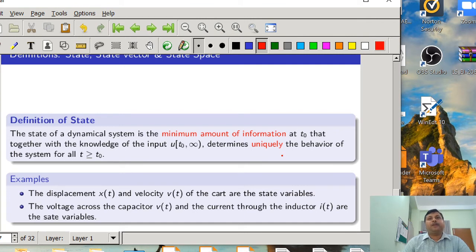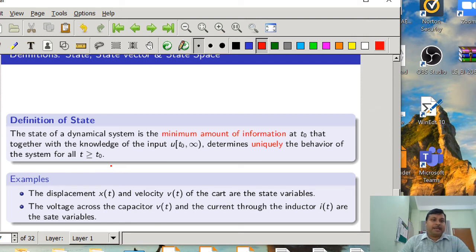Because with these two examples it has become clear which quantities we will qualify as state variables of a dynamical system. The state of a dynamical system is the minimum amount of information at t0 that, together with the knowledge of the input u from t0 onwards, determines uniquely the behavior of the system for all t greater than or equal to t0.